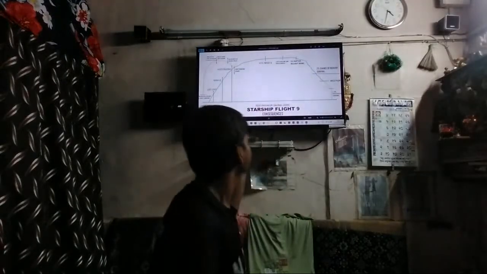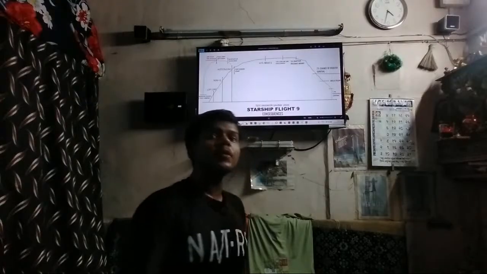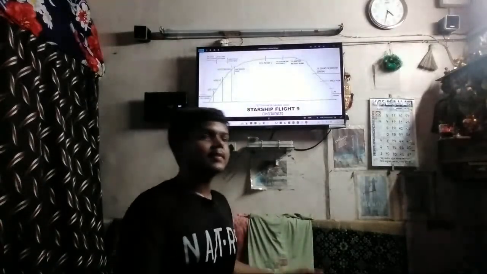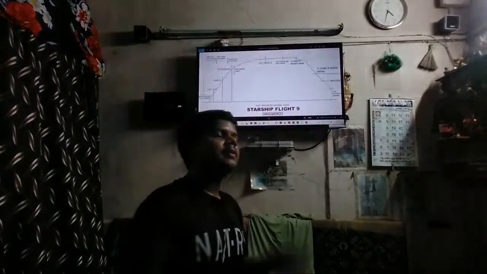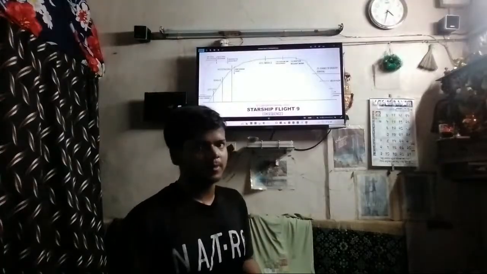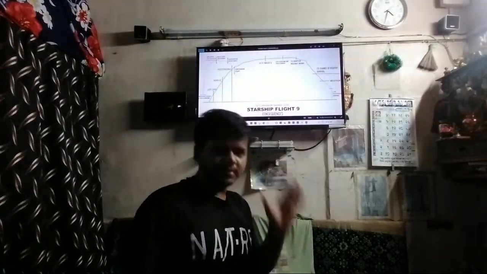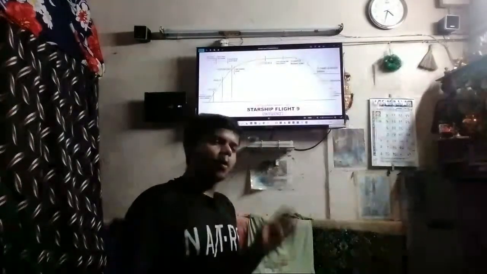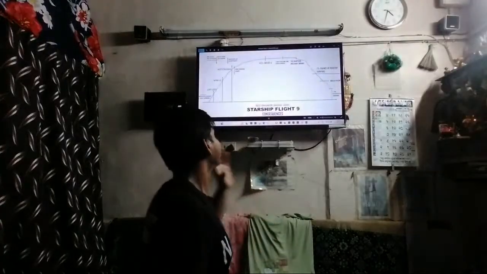So Ship 35 will start to perform the SECO burn with the six Raptor engines with the differentials optimized. The three engines in the center are sea level optimized, and the three in the outer ring are optimized for vacuum. So all the engines will be running as expected. We don't know exactly, but let's see.